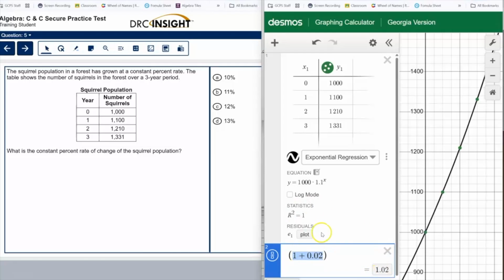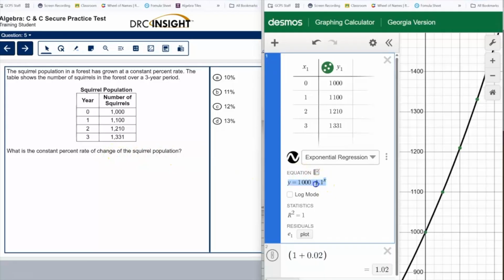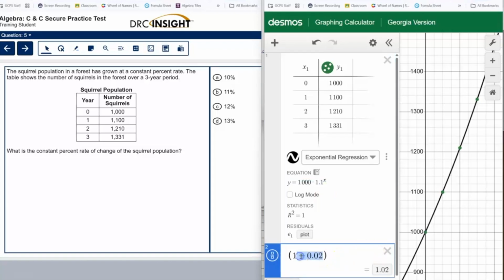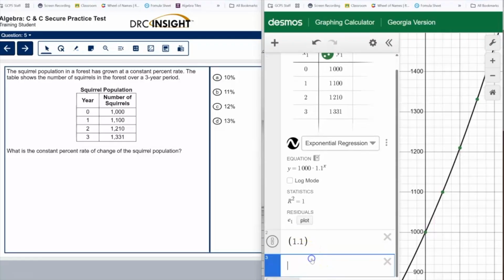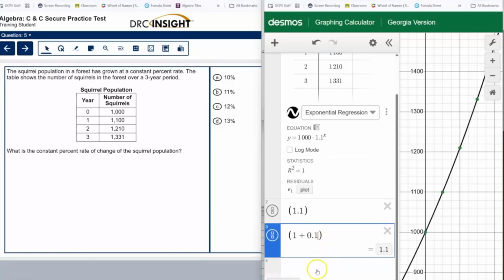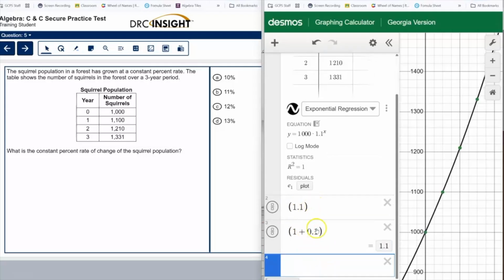Now that I know all my definitions, I need to find how it's changing, right? Which is this 1.1. So my factor, not my percent, my factor is 1.1, which I know is growth. So they did 1 plus something to get 1.1. And obviously that's 0.1. But remember, growth is easy because you can see it. There's a shortcut for this that we do.